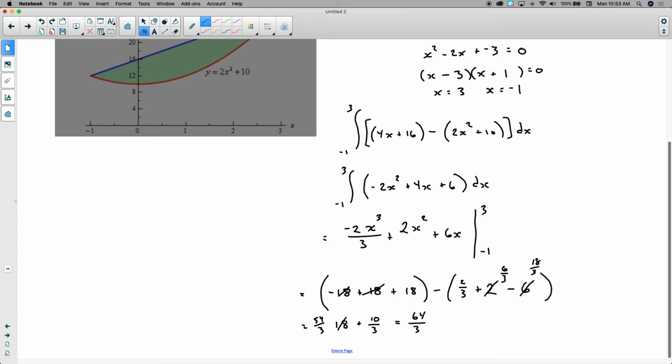Okay, so that's a pretty big problem, although certainly it's an easy integral in comparison to what we have been doing, but it does show some of the big ideas of integral calculus.